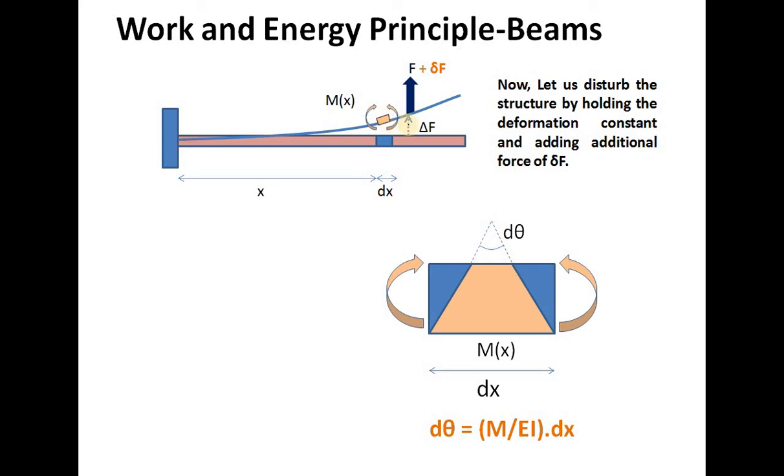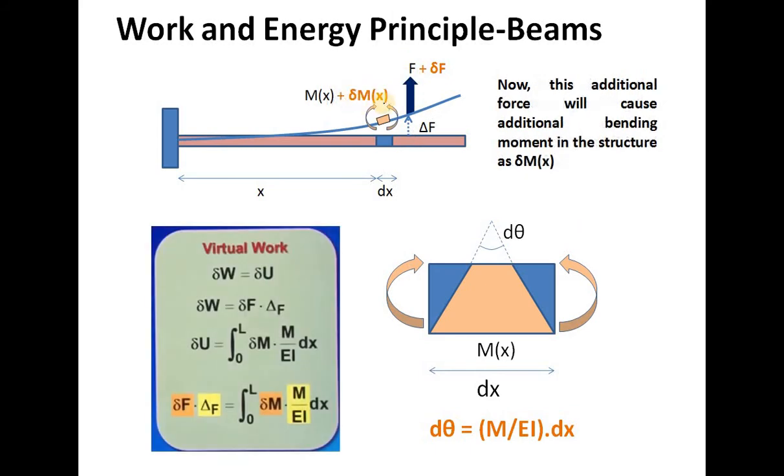Okay, now let us disturb this beam by holding the deformation constant, that is the second way. I will hold the deformation constant and apply an imaginary load to the already applied load. Because of that, there will be some additional bending moment developed due to the application of the additional imaginary force to the already applied force, and this delta F I am keeping constant. Because of that there will be additional work done, and that should be equal to the additional strain energy.